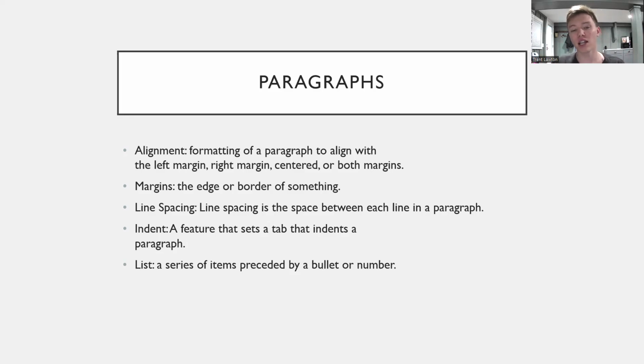And then line spacing is the spacing between each paragraph line. So it's how much gap is between each line that you type. An indent is a feature that sets a tab that indents the paragraph. So when you indent your first paragraph, this first line is indented. So you just tab over. And then a list is a series of items preceded by a bullet or a number, or it could be a letter as well.